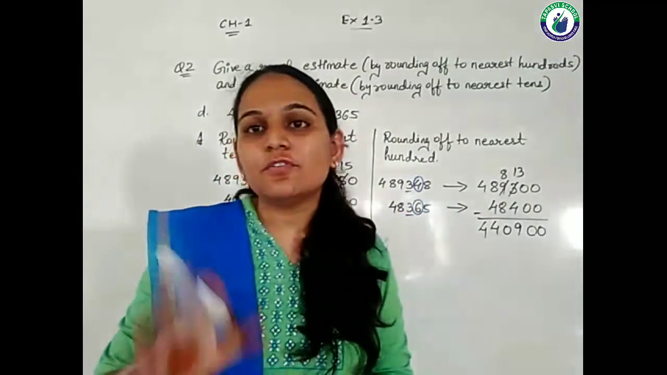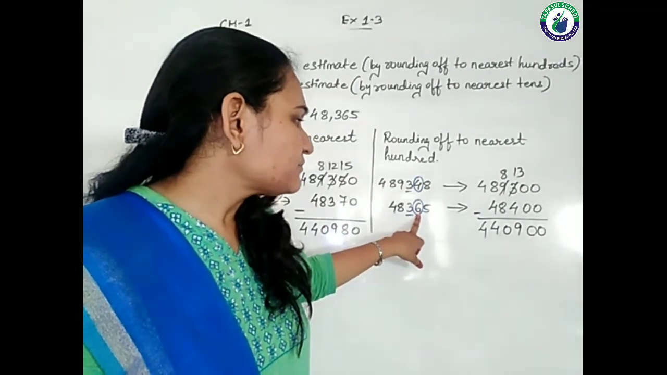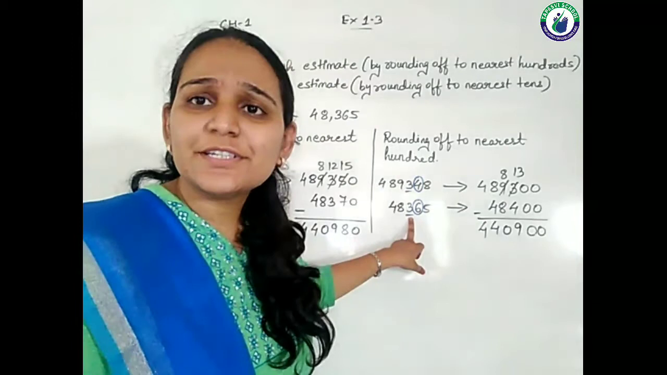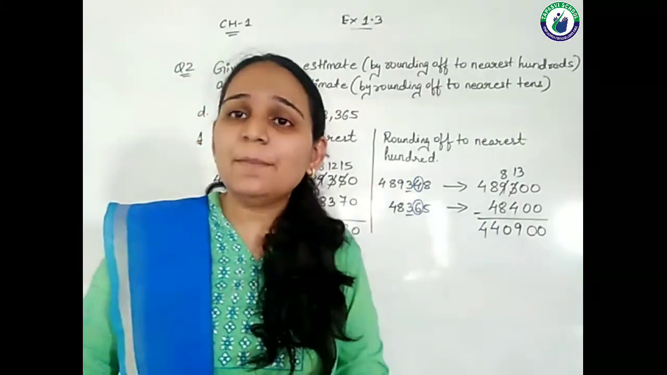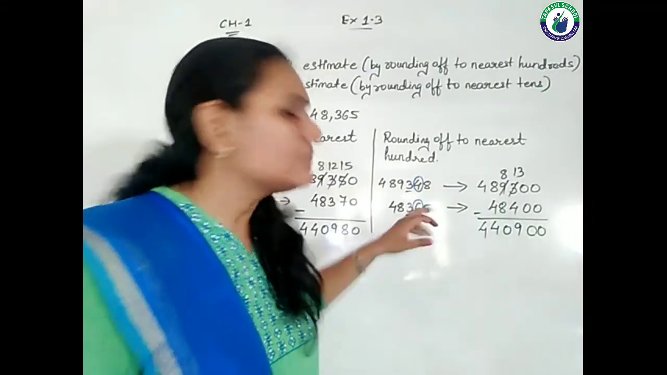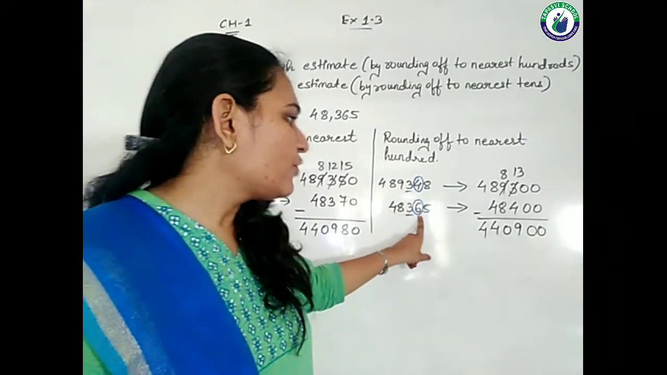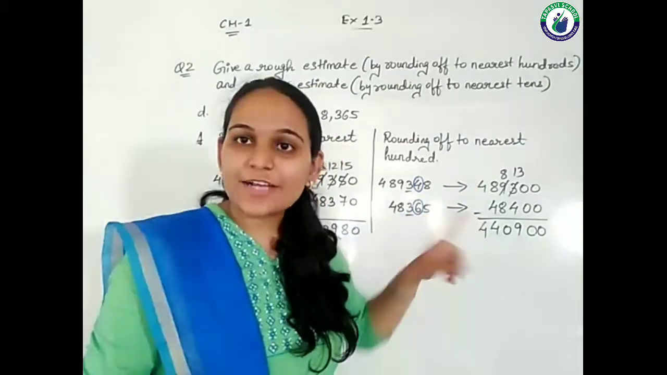48,365. Now we are going to round that to the nearest hundred, students. Here the hundreds place digit is 3, and the helping digit is 6. We will add 1 to the hundreds place digit, so that will become 4. So 48,400.